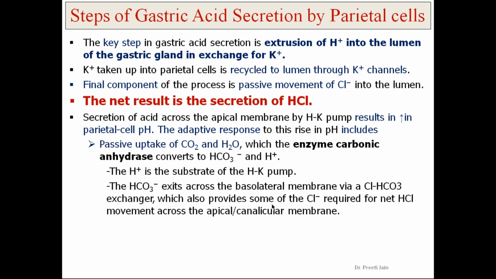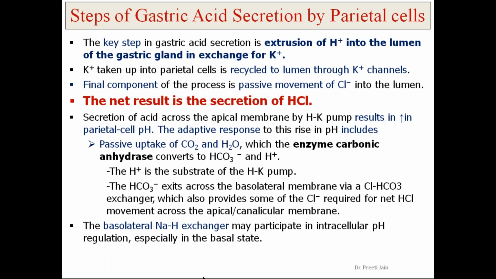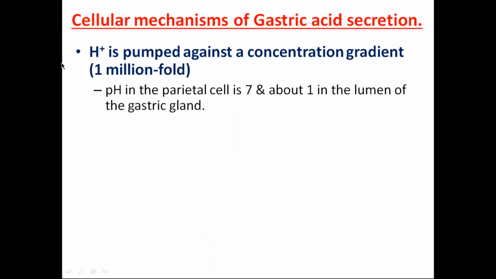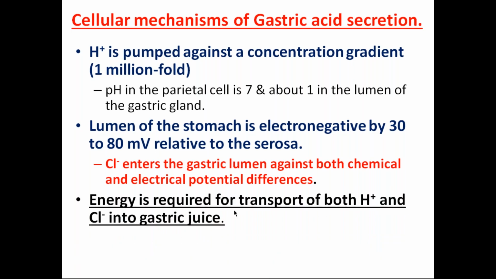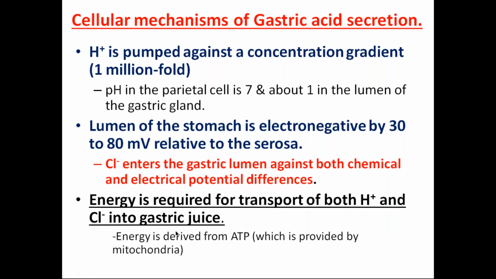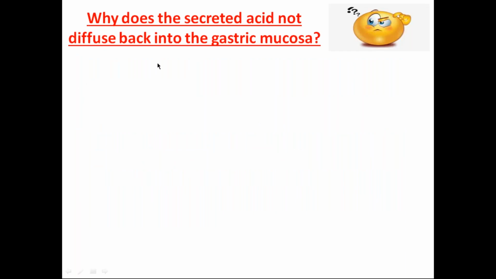This I have already told you, all these things. Hydrogen is the substrate for this. Bicarbonate exits through the exchanger, and this can help in maintaining the regulation of the pH. Right? Hydrogen is pumped against a concentration gradient. The lumen of the stomach is electronegative. Chloride enters the gastric lumen against the electrical and chemical gradient both. Energy is required for both of these, derived from ATP, right?